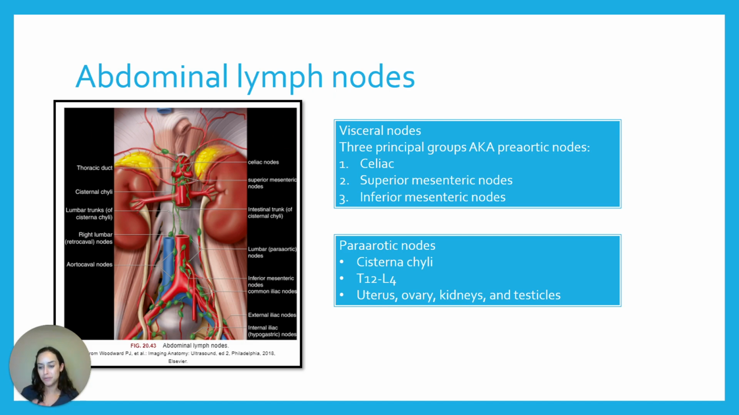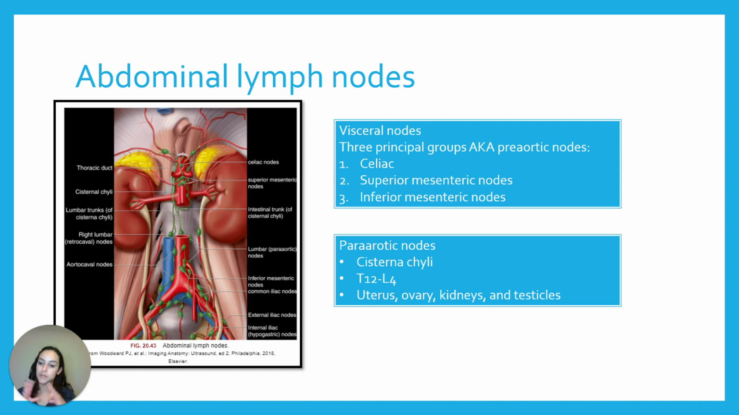And the other group of nodes that I want to talk about are your para-aortic nodes. So these para-aortic nodes travel from T12 all the way to L4. They are kind of hugging the descending aorta, traveling along the sides of the aorta. And these help drain your uterus, your ovary, your kidney, and your testicles.